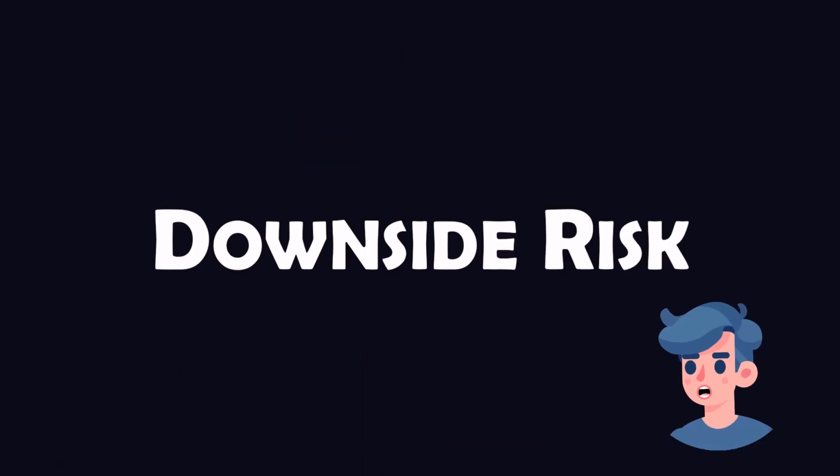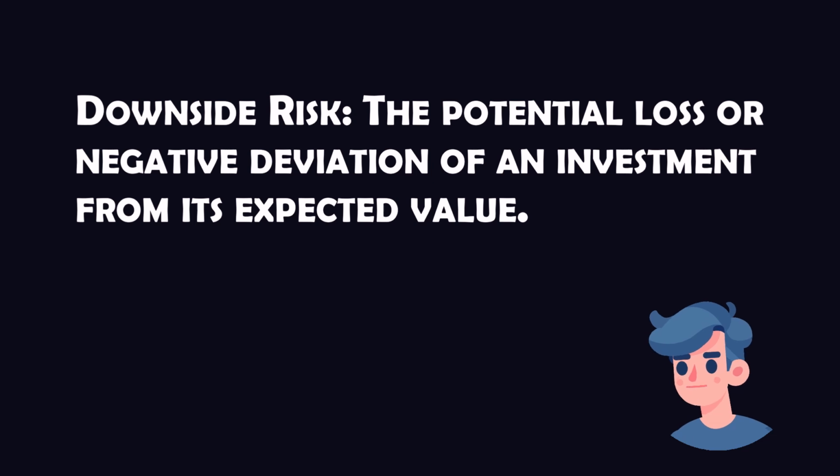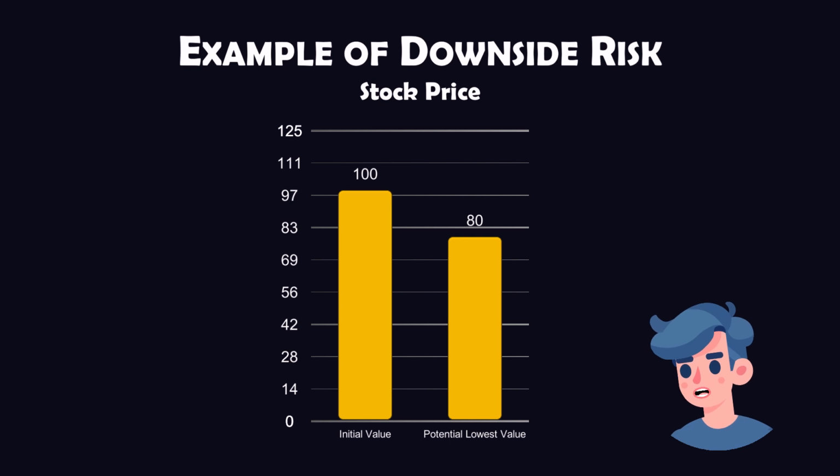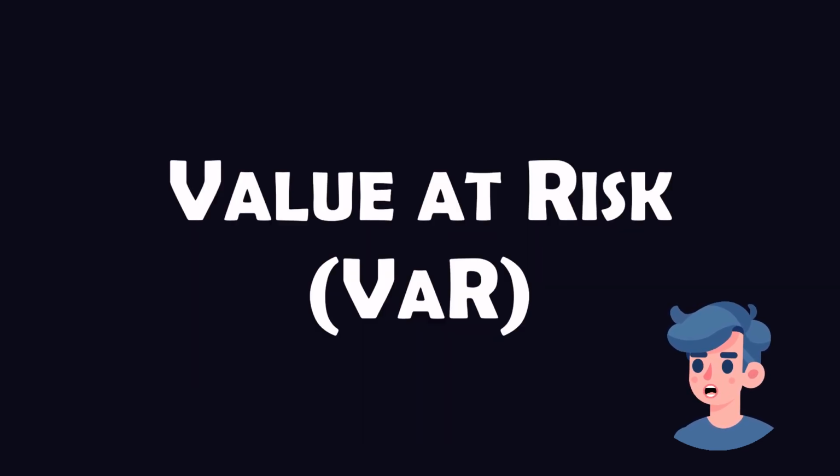Let's start with downside risk. Simply put, downside risk is the likelihood of a security declining in value. Investors use it to gauge potential losses. Consider a stock currently valued at $100. If market analysts predict with substantial evidence that the value could drop to $80 in a severe downturn, the downside risk is 20%.